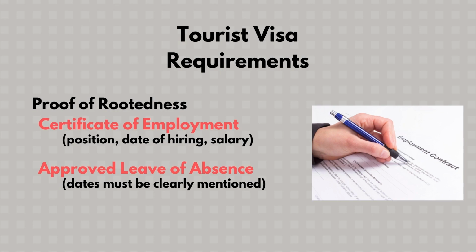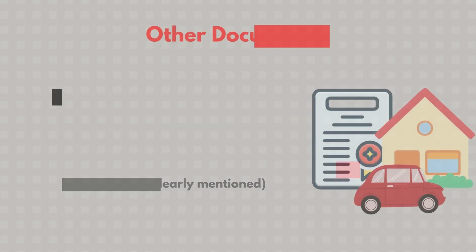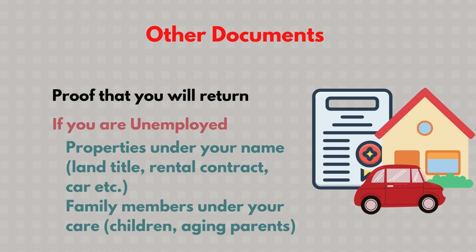Now, take note, with our traveler profile, Peter X, he is unemployed, so he will not be able to supply these proofs. As an alternative, he can supply a copy of his real estate properties under his name. Take note, it must be under his name. Otherwise, it will not really affect the application.